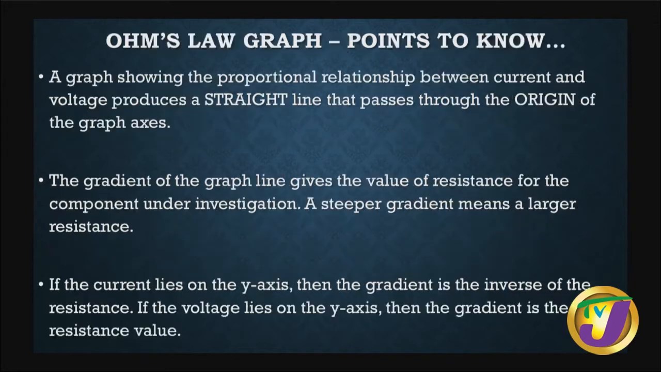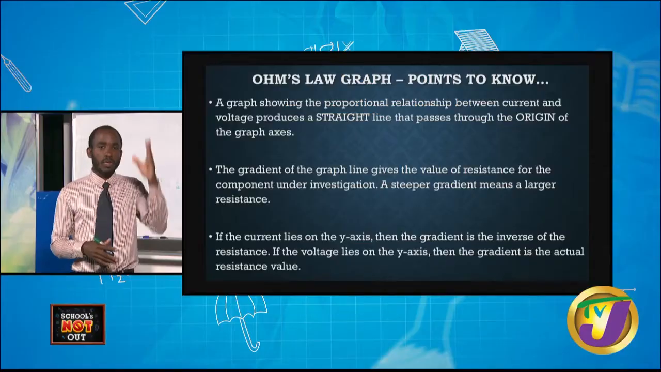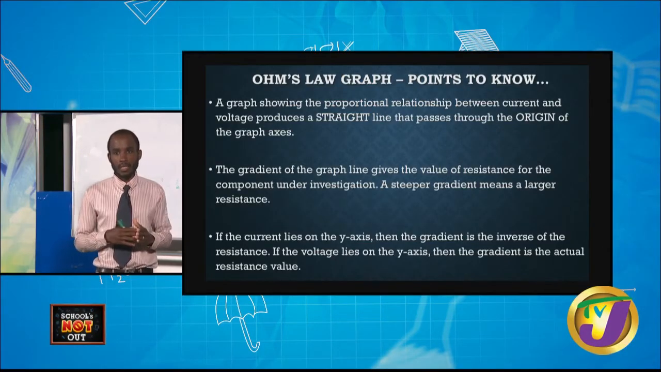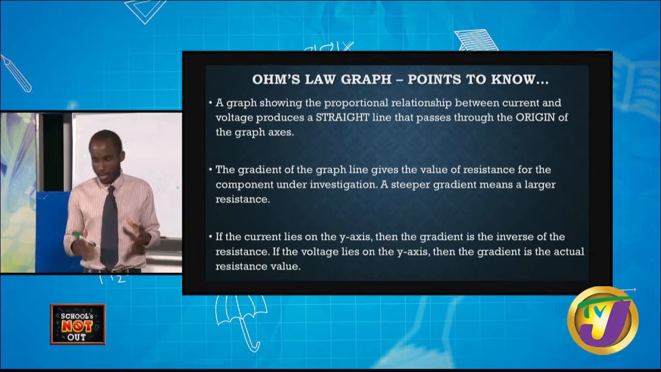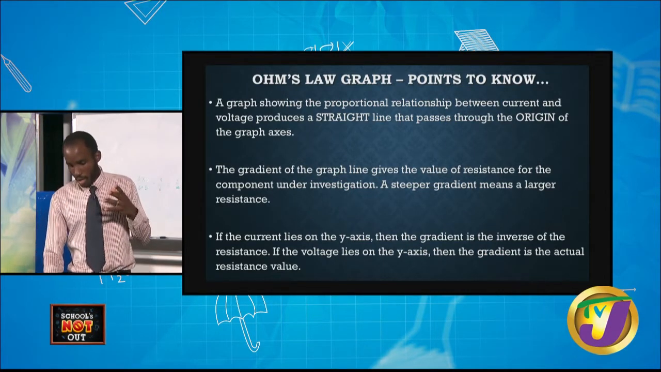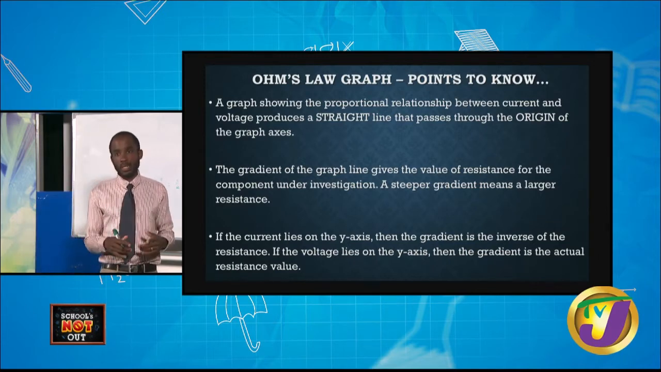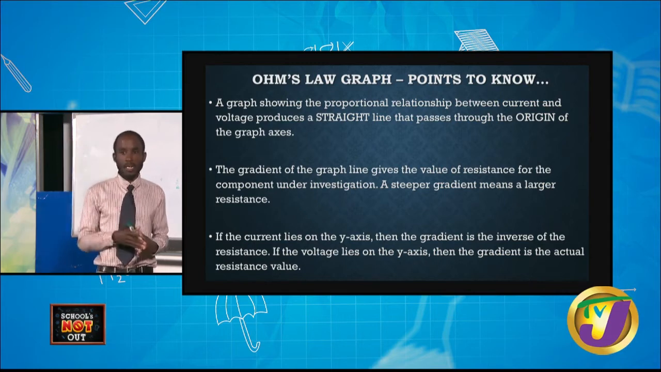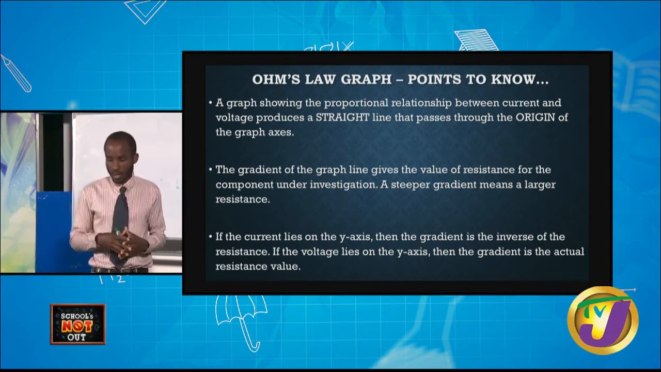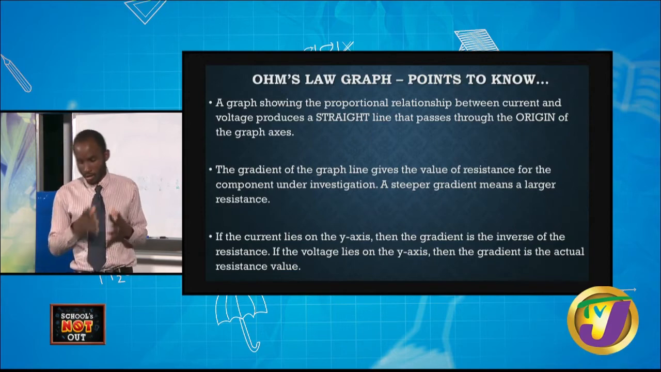Now, a graph showing a proportional relationship between current and voltage produces a straight line that passes through the origin of the graph axes. Now, what is this origin? The origin is essentially the point where the y and x axes meet. So the line will have to come through where y and x meet, which is 0, 0 for those who know math. As it relates to a straight line, it's really just, as the name suggests, a straight line that follows either diagonally, flat, or diagonally the other way, but it's a straight line, not a curve.